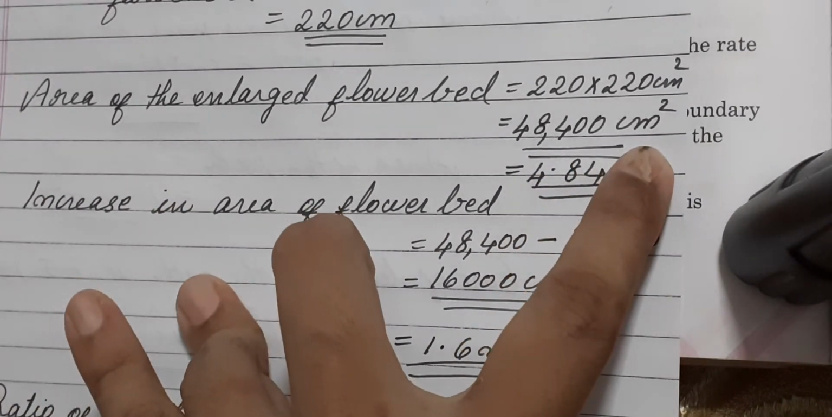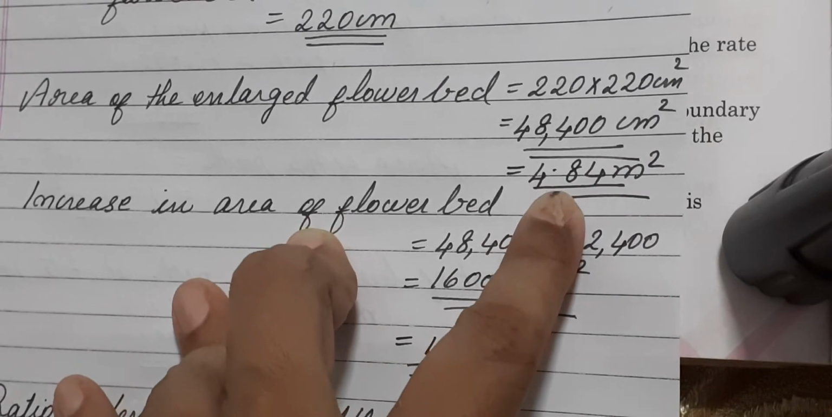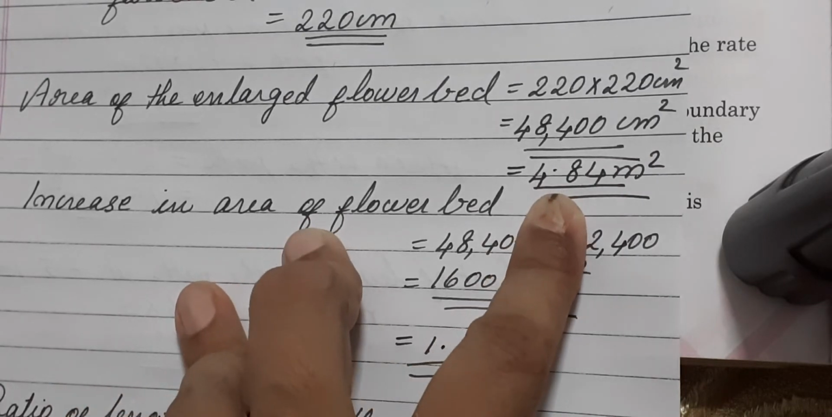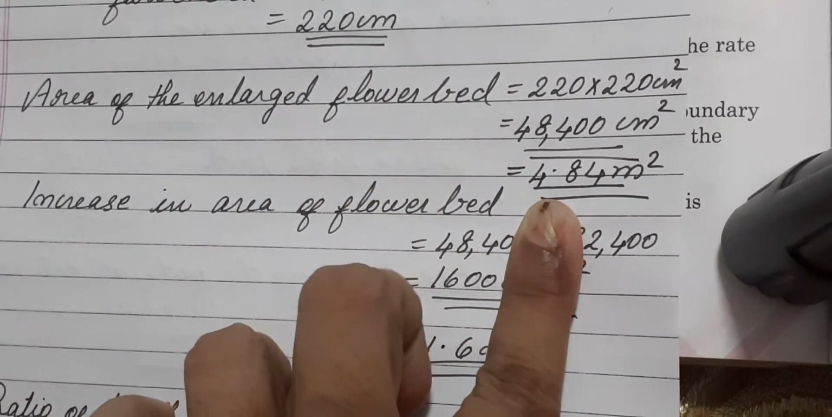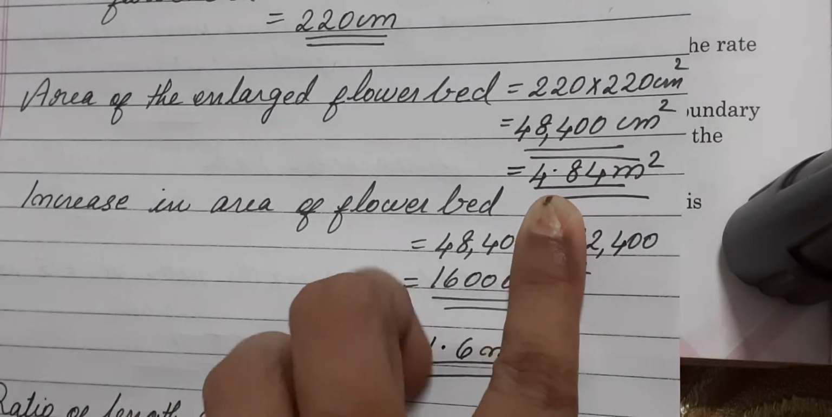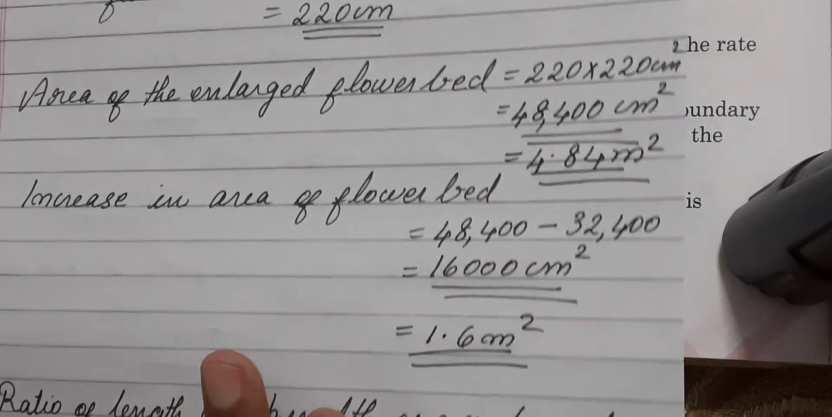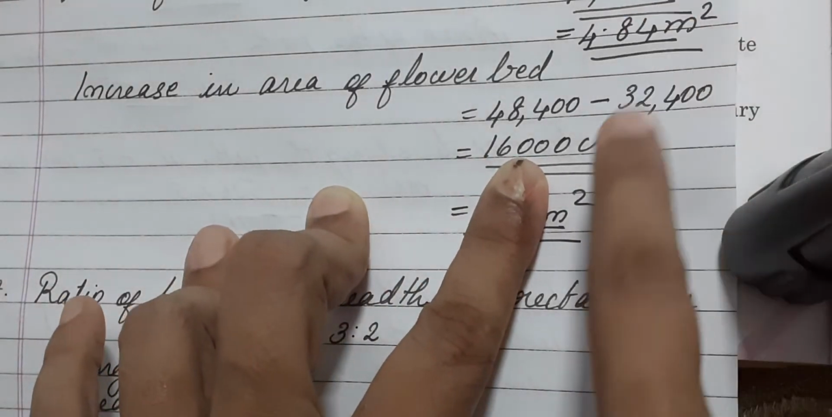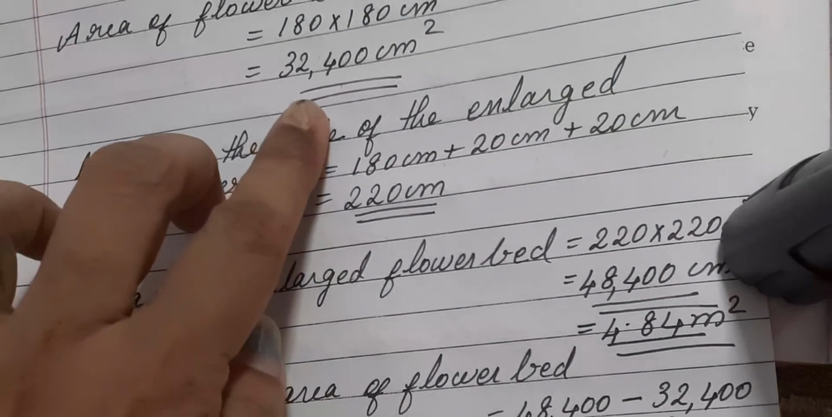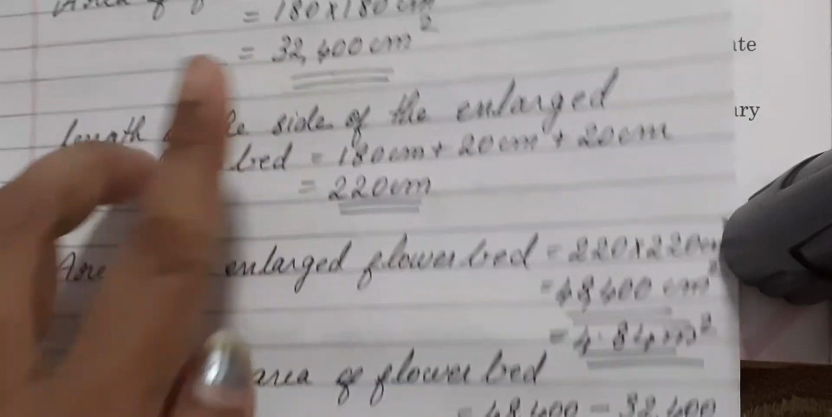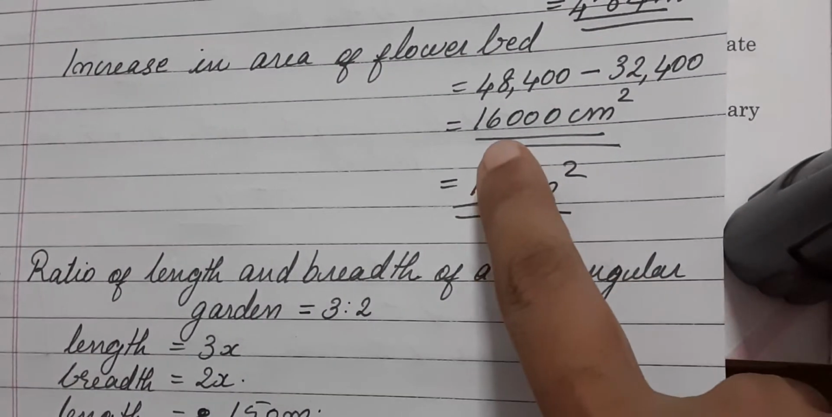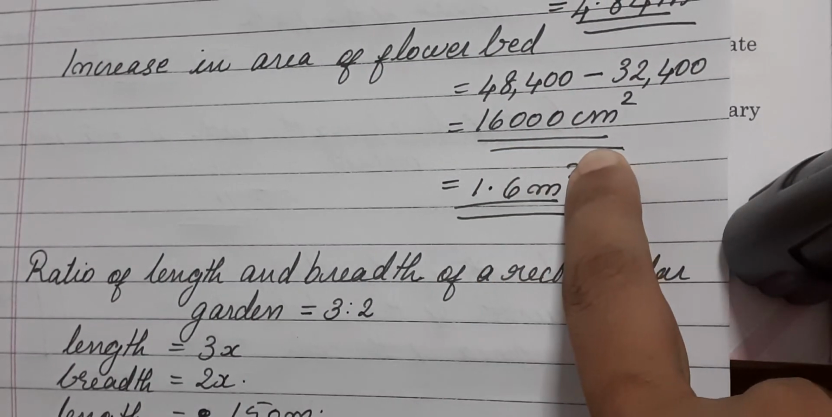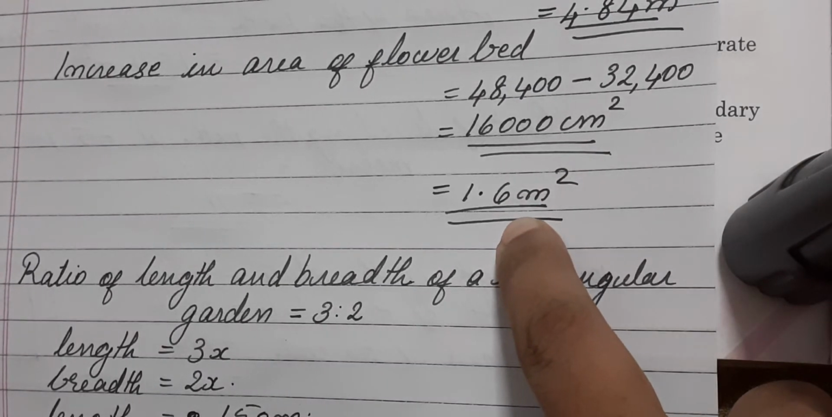If we convert that into meter square, you will get 4.84 meter square. How we can convert centimeter square into meter square? Divide by 10,000. Now they ask the increase in area of the flower bed. How to calculate? Increased area minus the first area we found. Take the difference, you will get 16,000 centimeter square. Convert that into meter square, so you will get 1.6 meter square.